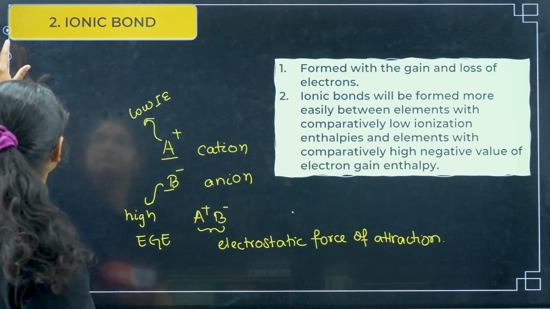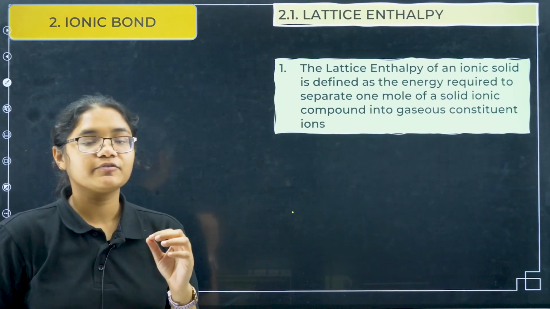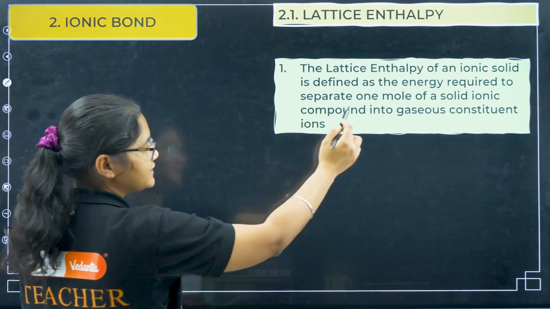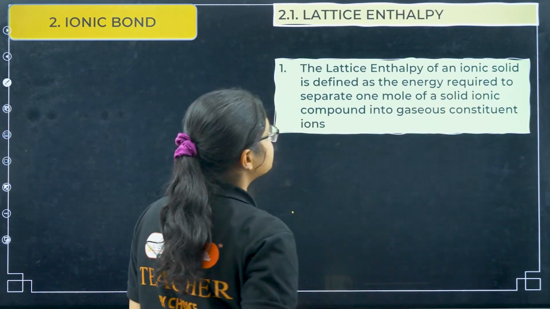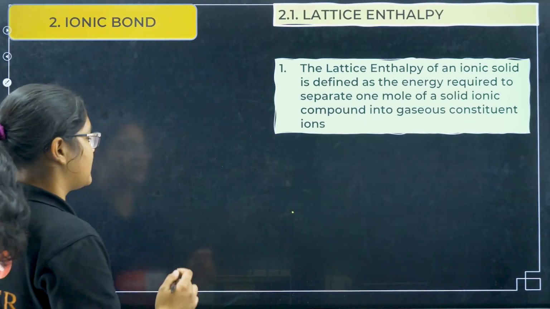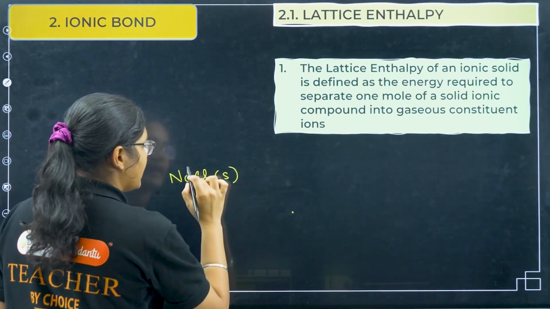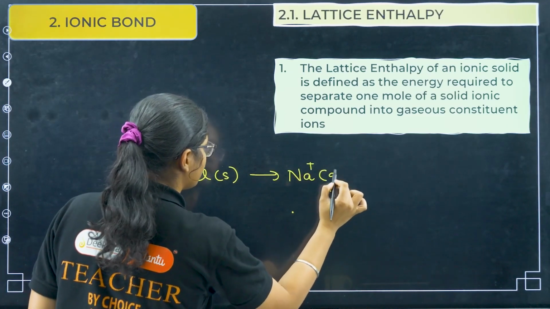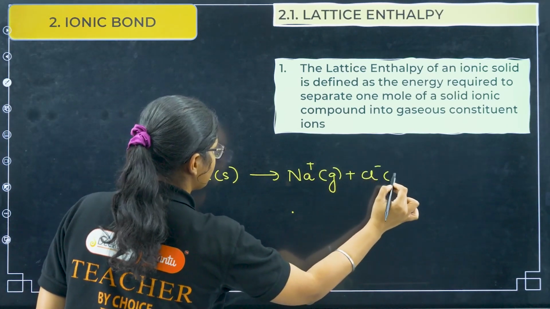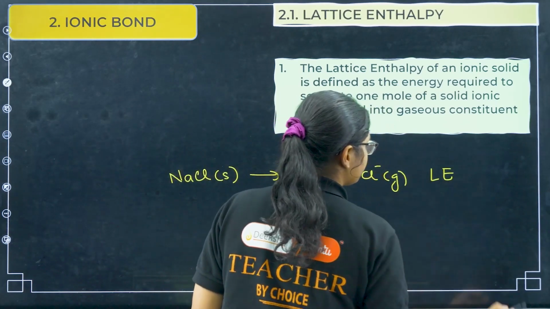Next, lattice enthalpy. So what is lattice enthalpy? Lattice enthalpy is the energy required to break one ionic solid into its constituent gaseous ions. For example, if I have NaCl, then the energy required to break it into its constituent gaseous ions, this energy is called your lattice energy.